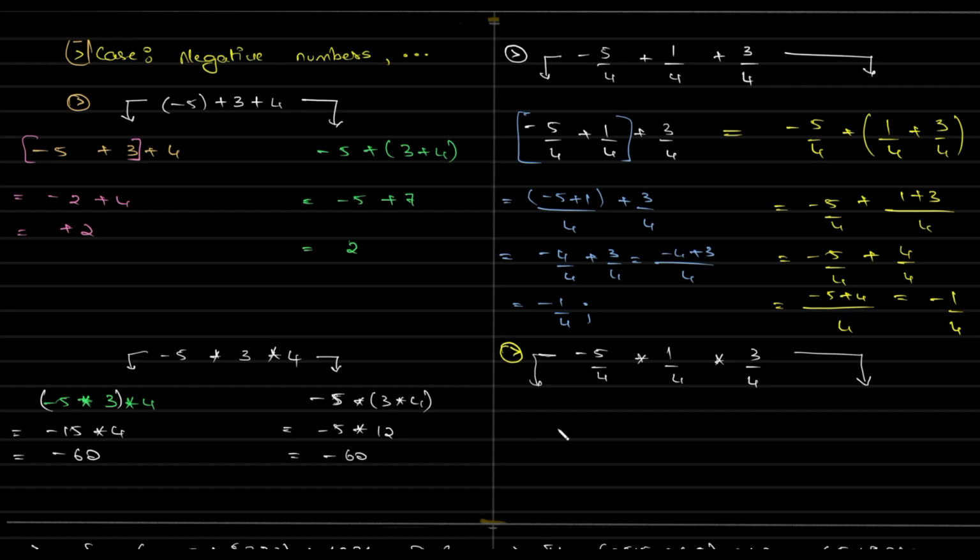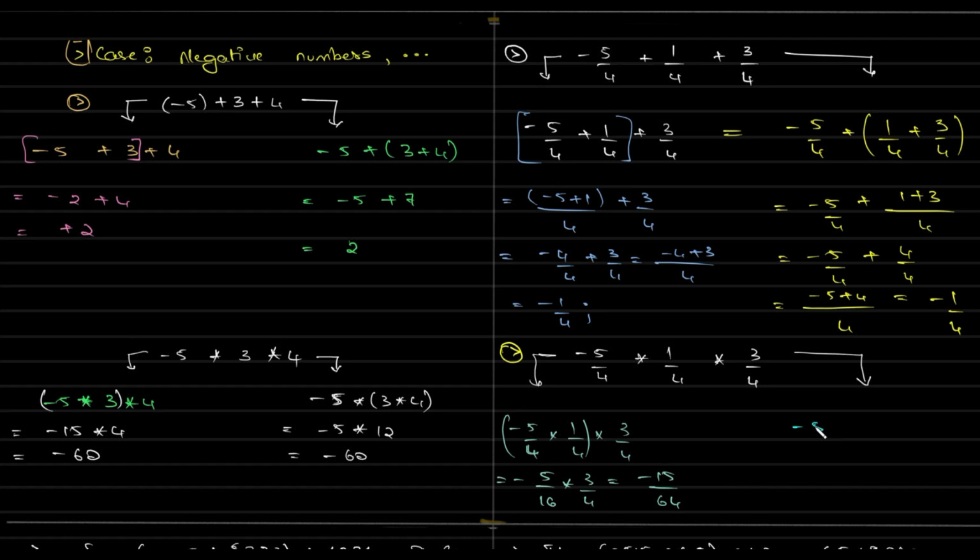The next question, multiplication, negative 5 by 4 into 1 by 4 into 3 by 4. So negative into all of these positives, so we'll get a negative answer. 5 ones are 5, 4 fours are 16 into 3 by 4, this is negative 15 by 64.